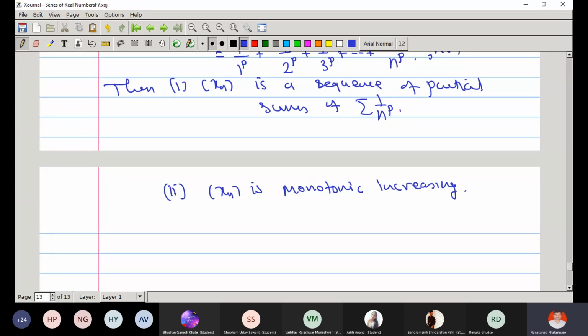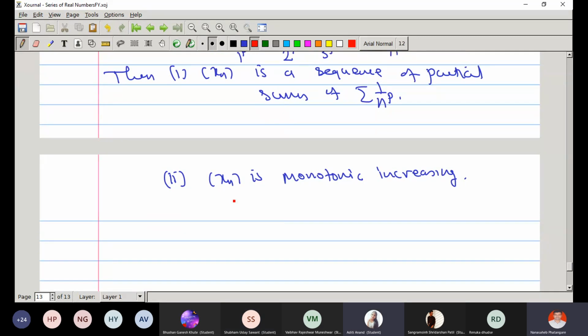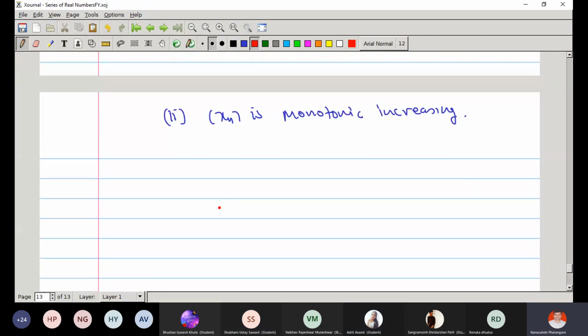xn is monotonic, increasing. Am I right? Yes, sir. Because each term is positive, so if you add more terms, xn plus 1 is bigger. Okay, recall this, which we have already discussed.